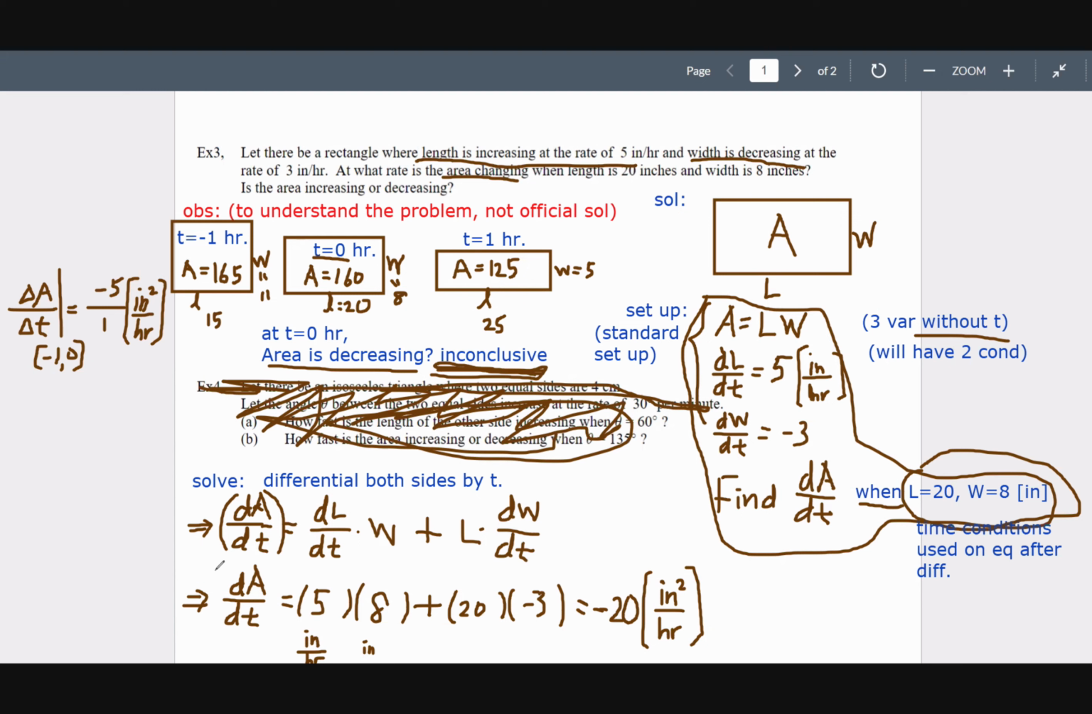And besides, this is changing area per time. How much area is changing per time? And the unit of area is, of course, inch square. And the time unit in our case is hour. So the unit is inch square per hour. So it's important that you know these units here.